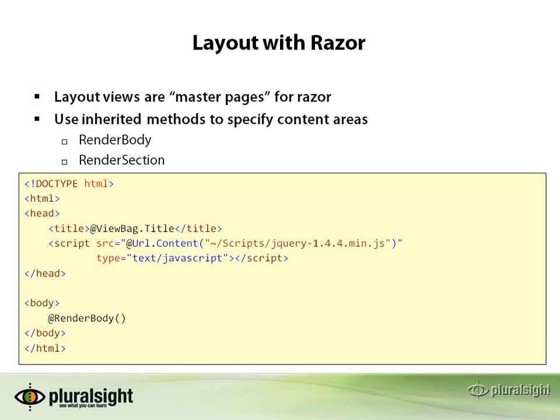A layout view will then contain method calls where other individual views that are tied to a specific controller action can plug in content. This is done by using the RenderBody and RenderSection method calls. In this code snippet, when we invoke RenderBody here inside of the Razor view, that gives another view, the primary view for this controller action, the ability to inject its content inside of the body tags. Let's take a look at how this works.